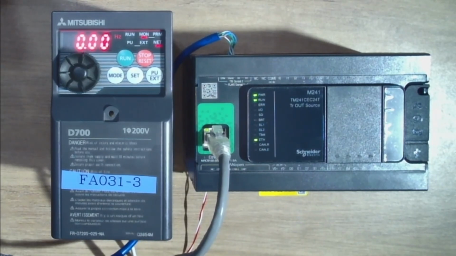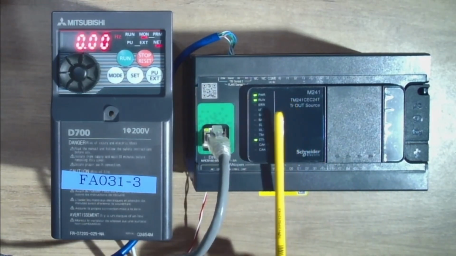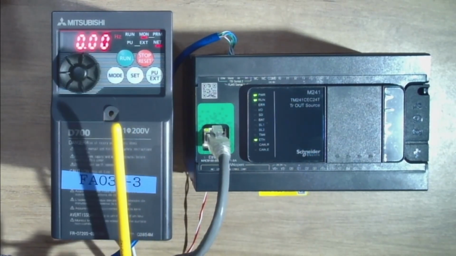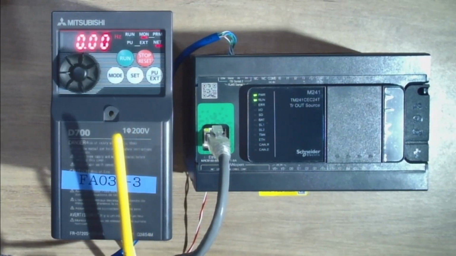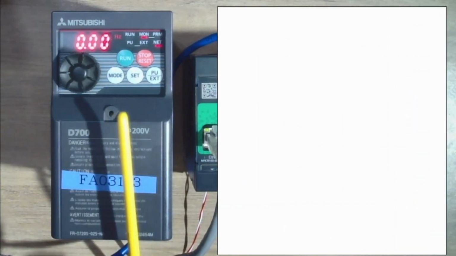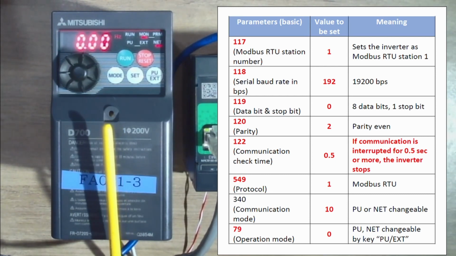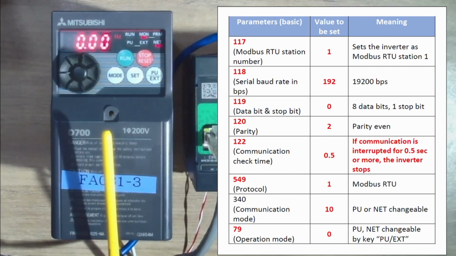Okay, now the inverter is powered on again. Now what I will do is program the Schneider PLC using the same settings as the inverter. So let's quickly review the settings we made. We set this inverter as station number 1. The speed is 19,200 bits per second. The parity is even. And obviously, the protocol was set as Modbus RTU.